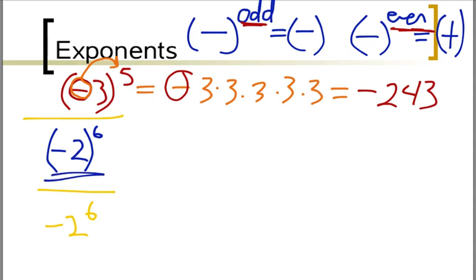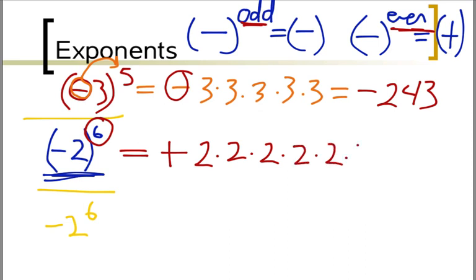And the same thing holds true here for the negative 2 to the 6th, where the answer, because it's an even exponent, is going to be positive. So then I just have to worry about what is 2 times 2 times 2 times 2 times 2 times 2. And if I work that out, I'll end up with 64. Okay, and it's positive because the exponent was even.